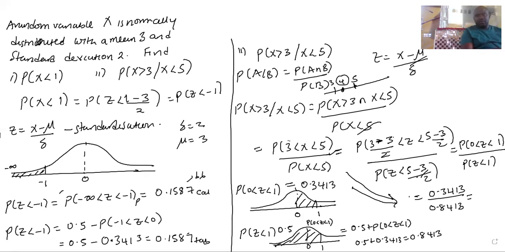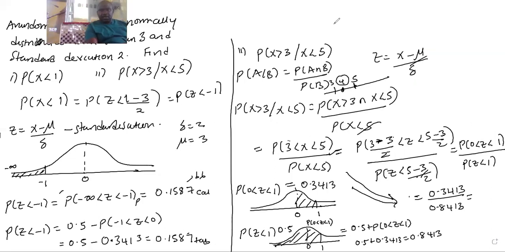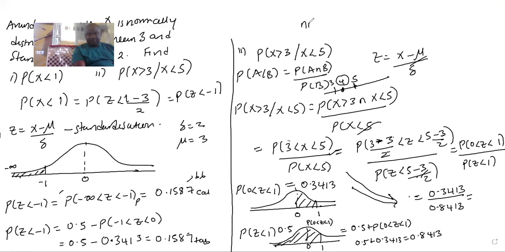Okay. Pay attention. Don't blink. Let us go step by step. I worked it out as a whole. Now let me separate them. The numerator is what? The probability of 3 less than x less than 5. Do we agree? Yes. The gentleman who asked, do you agree? Yes. When you standardize this one, it is going to be the probability of 3 minus the mean over sigma, less than z, less than 5 minus the mean over sigma. That is the numerator. Of course, now I substituted the mean, which is 3, and sigma, which is 2, to come up with this part.